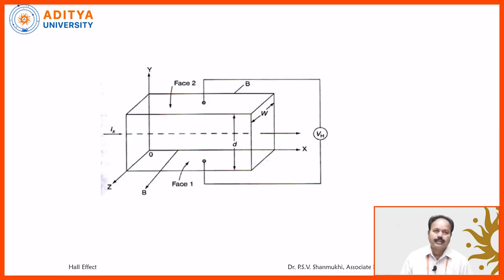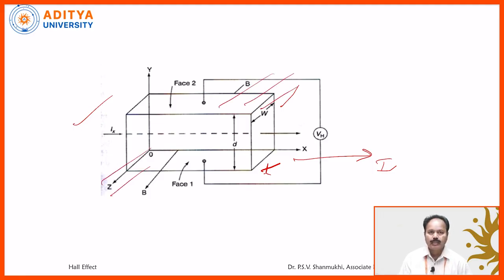Observe this diagram. This is a semiconductor slab, whose width is given by W and the thickness of the slab is given by T. Now this is carrying current I along x direction. This is subjected to a transverse magnetic field. A magnetic field is applied along z direction. In such a case, voltage is developed perpendicular to both current and magnetic field directions. That developed voltage is called Hall voltage and the phenomenon is called Hall effect.